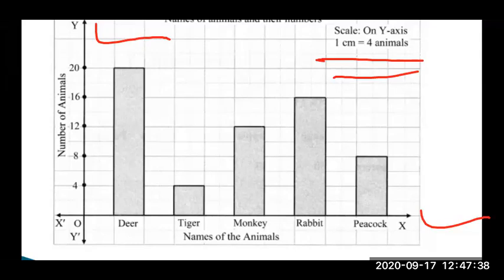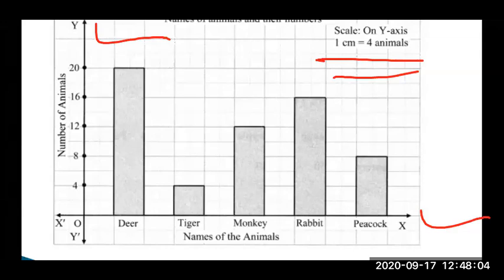So the scale is already given. Scale on the y-axis: 1 centimeter equal to 4 animals. Now for the names of animals, we have to leave one box, then write the name of the animal. So leave one box, write deer, leave one box, write tiger, leave one box, write monkey, leave one box, rabbit, then the last one, peacock.